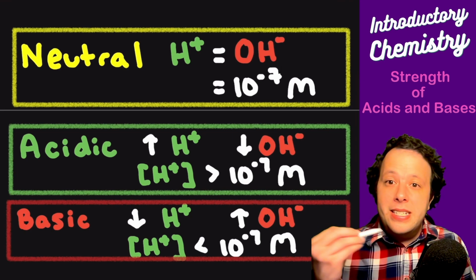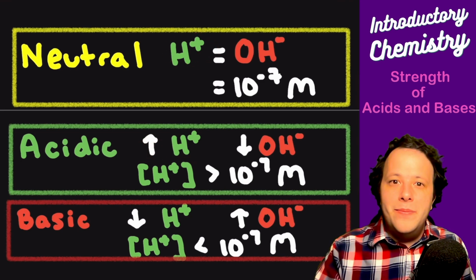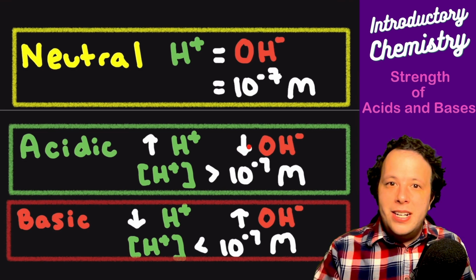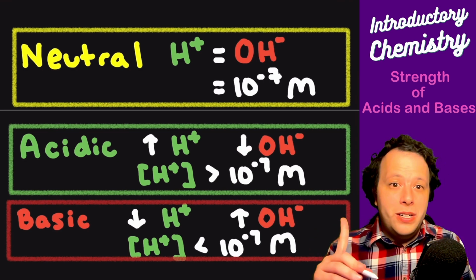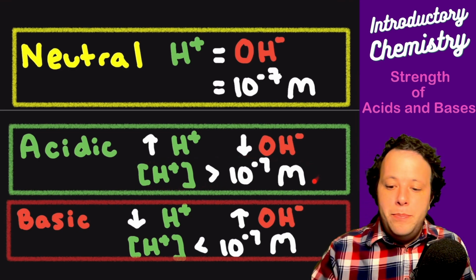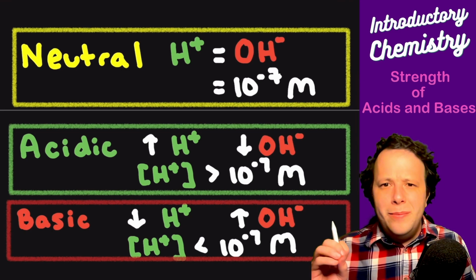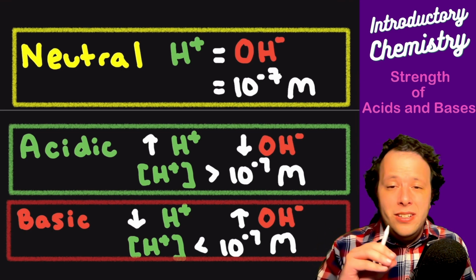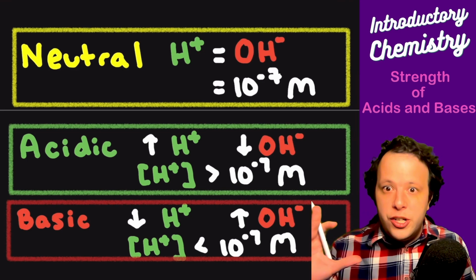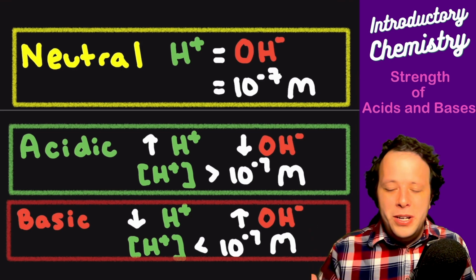Now, when something is acidic, that means you have way more protons in solution. So we're going to increase that number and also decrease hydroxide. Remember, there's a relationship. As one goes up, the other goes down. So that means that you're going to have a bigger number than 10 to the minus 7, like 10 to the minus 5, 4, 3, 2. So it's getting larger, that number, right? It's going to be like 0.001, 0.01, much bigger.